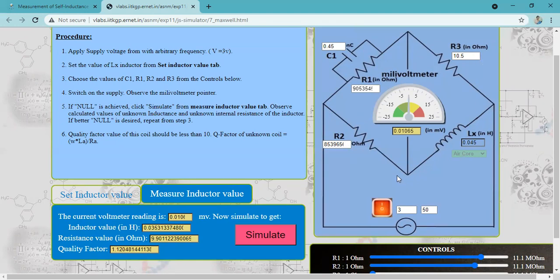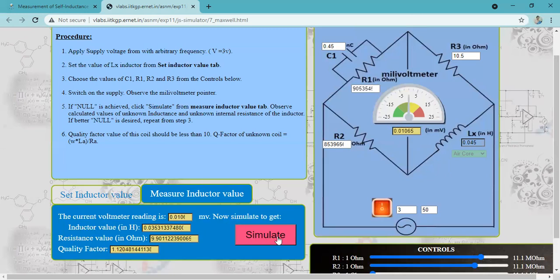How can I say this is correct? Because in this millivoltmeter range on the window, your voltage is 0.01065, which is almost equal to null voltage. So in the observation table, you can write the reading in millivolt, or the reading in the window, 0.01065. Now this adjustment part and this right hand side virtual part is done.